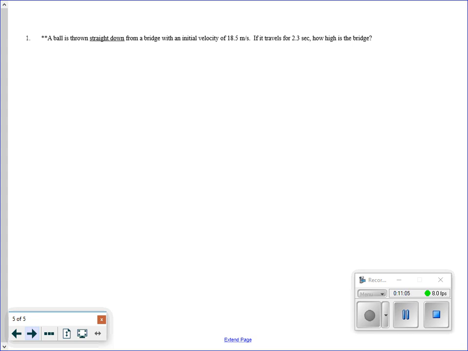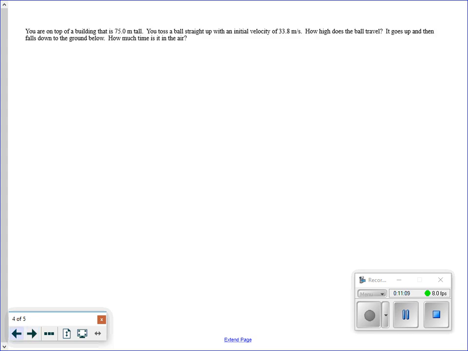So let's take some time and do that one. You are on a building. Let's go back. You're on a building, 75 meters tall. Toss the ball straight up. How high does it travel? And then it goes up and comes down. How much time is in the air? I'm going to actually start with a diagram on this one. I'll put it down here, though.